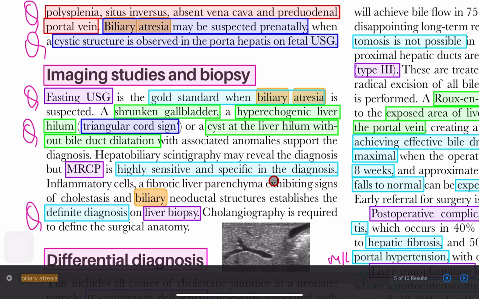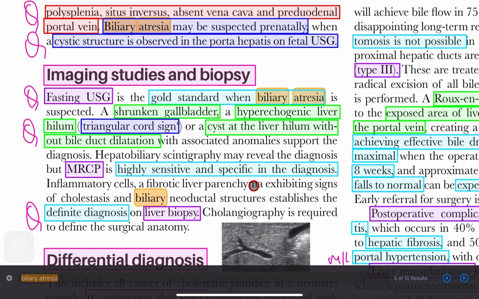In imaging studies, fasting USG is the gold standard when biliary atresia is suspected, but this is the Bailey line. In other books, if you see the gold standard for biliary atresia, it is the liver biopsy. You will see this line in Sabiston and Schwartz subsequently.